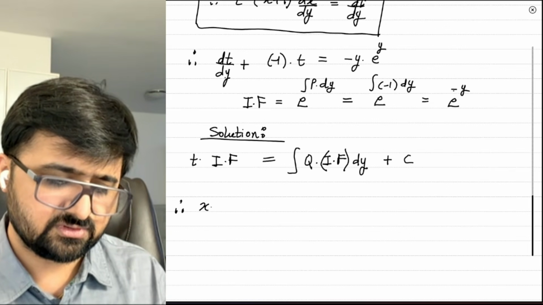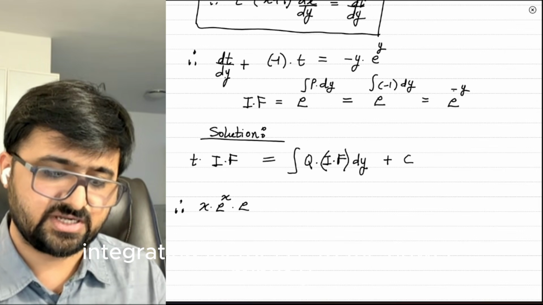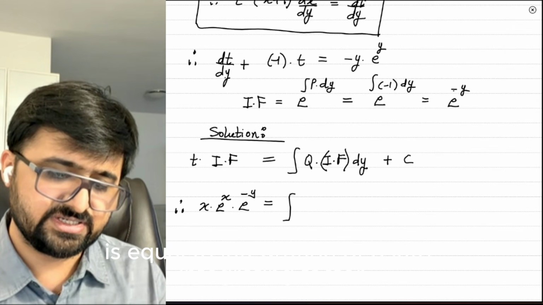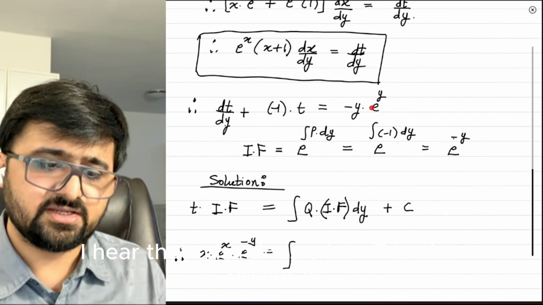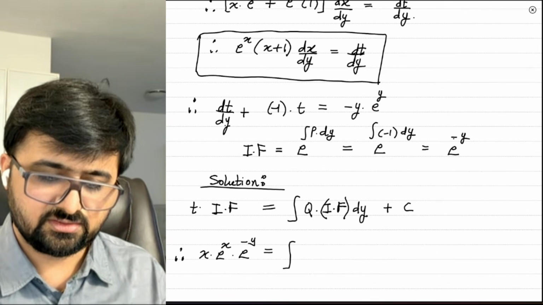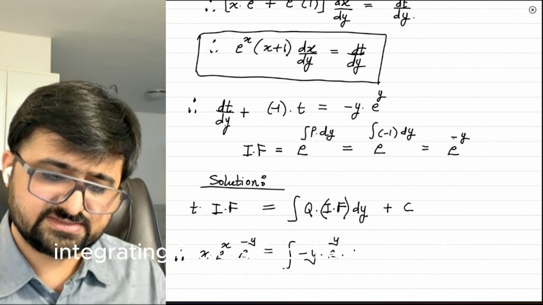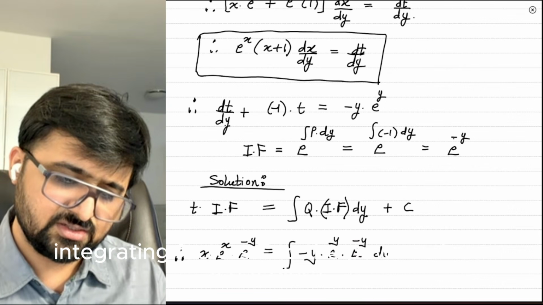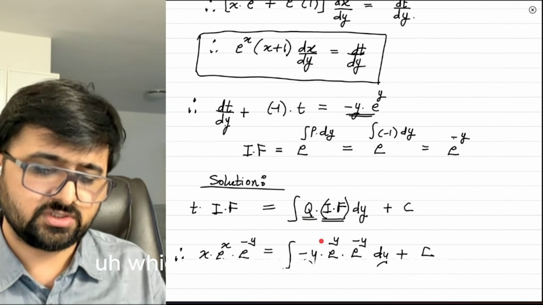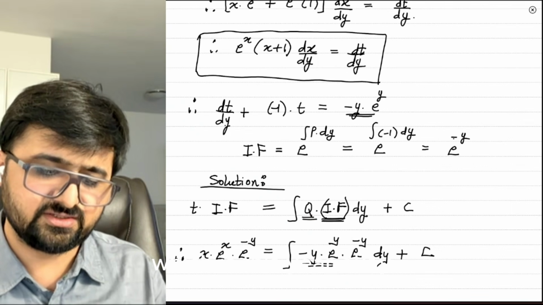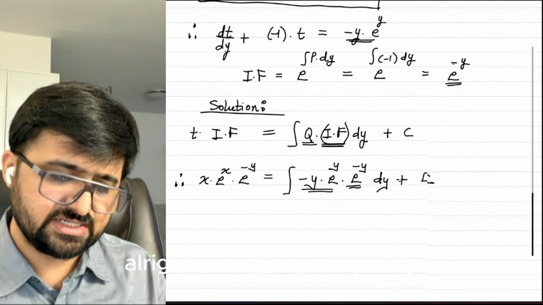So therefore, x into e raised to x, integrating factor is e to the power minus y, is equal to integration of q into integrating factor. What was q? Here that q is minus y into e to the power y. So minus y into e to the power y, integrating factor is e to the power minus y dy plus c. So we can just substitute the value of q and the integrating factor from here.